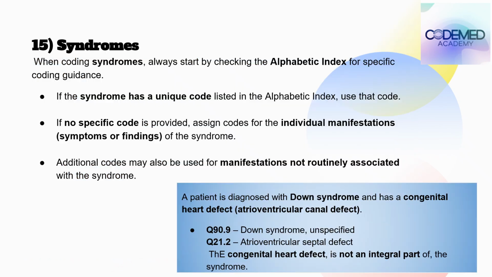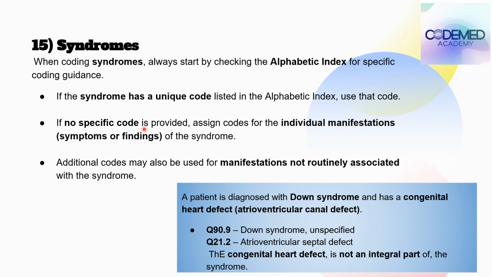So let us understand point 15, syndromes. When coding syndromes, always start by checking the alphabetical index for specific coding guidance. If the syndrome has a unique code listed in the alphabetical index, use that code.